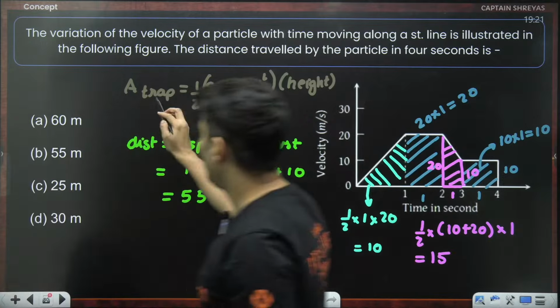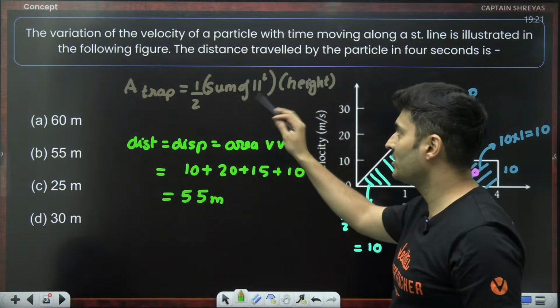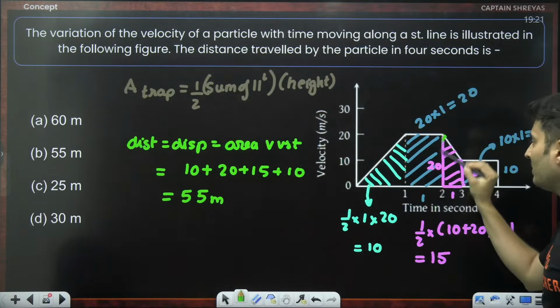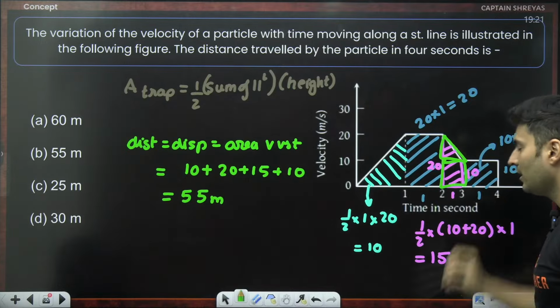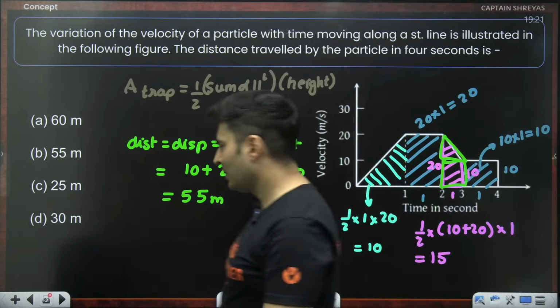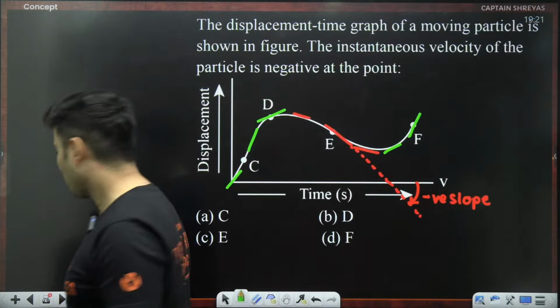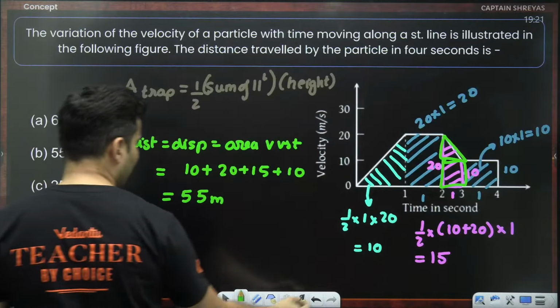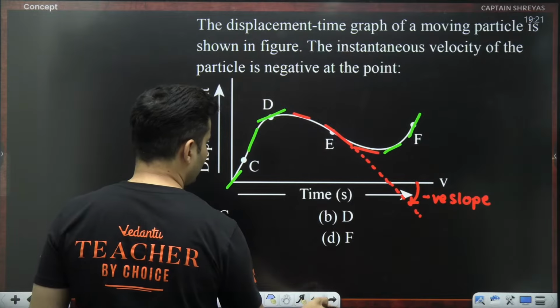So you should know this formula for the area of a trapezium: half the sum of parallel sides into height. Many people split it into a triangle and a rectangle, which is also fine, but it is going to make the process lengthy. Why would you do that? So no need for that.